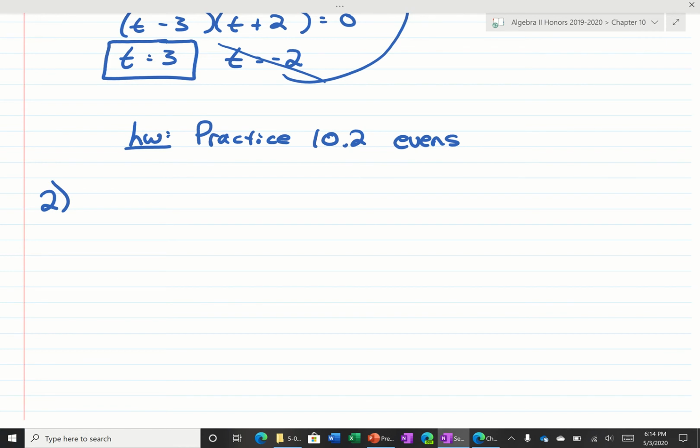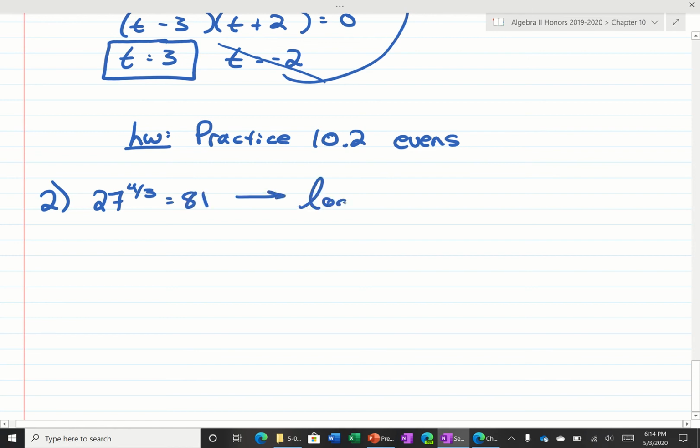It's just asking us to write it in another form. So 27 to the 4/3 is equal to 81. Well, in log form, we would say log base 27 of 81 is equal to 4/3. So you can see I use that crisscross method.